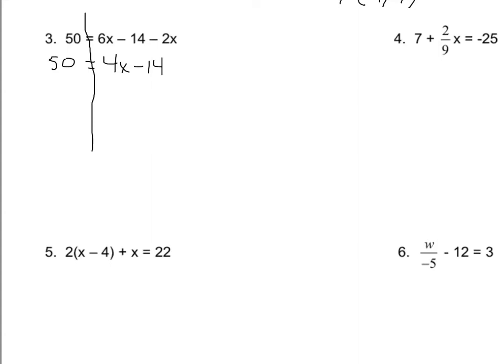So we just throw it on the end. We are going to do the opposite operation. So we're going to add 14 to both sides. And that leaves me with 64 here, and 4x on this side. 4 times x, so we're going to divide by 4, opposite operation. And we get 16 equals x.